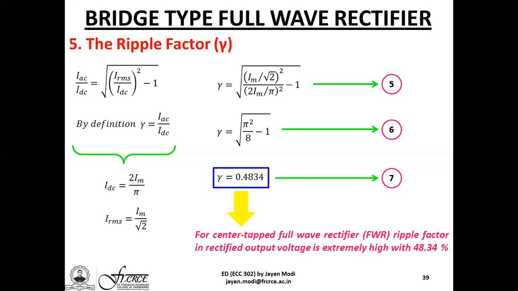Sorry for this big error. This should actually read as for the bridge type full wave rectifier circuit. So once again, we see that ripple factor is still very large. It is still 48.34%, making the bridge type full wave rectifier circuit almost useless for practical applications until and unless this ripple factor is minimized to a great extent by the use of filter circuits.